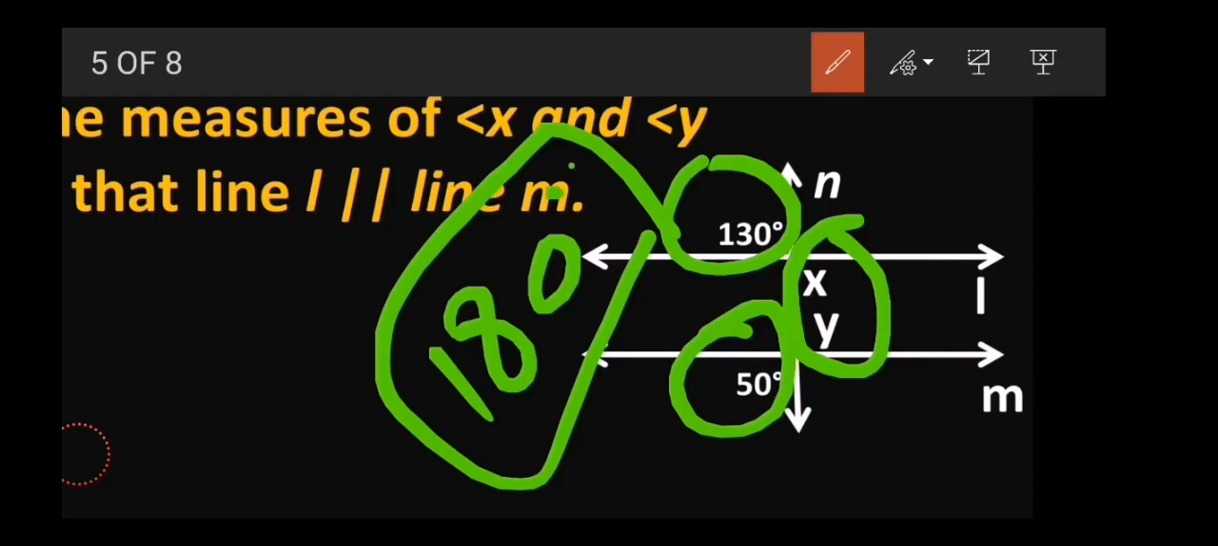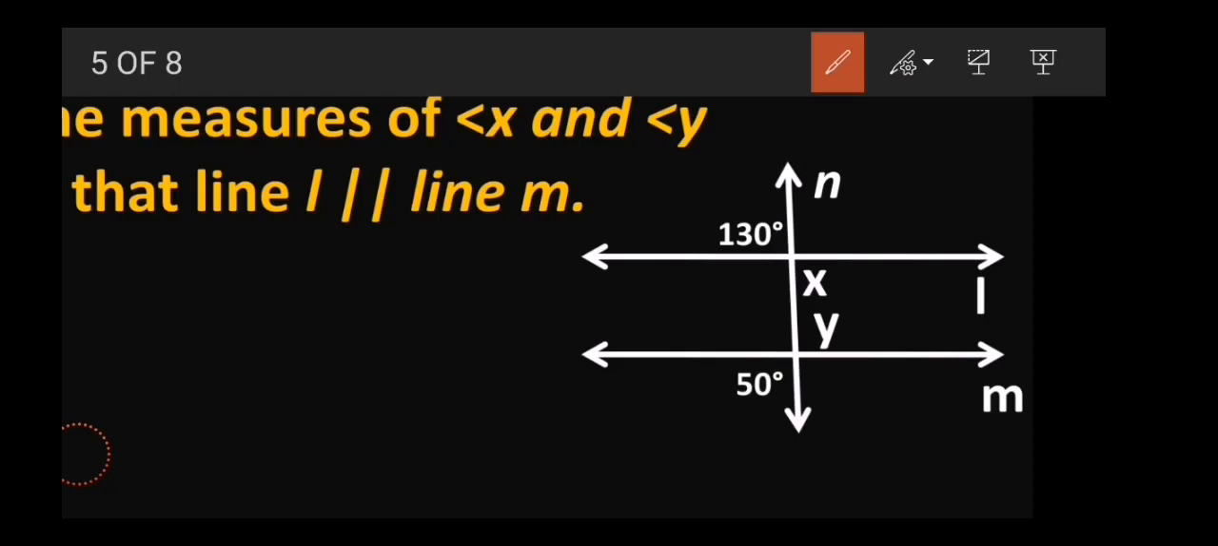Means very first we will show X is how much, Y is how much. Third step, we will add X and Y. If the sum comes 180, then lines L and M are parallel, and if it doesn't come 180, then lines are not parallel. But over here we need to prove that lines are parallel, then it has to come 180, right? So let's move.